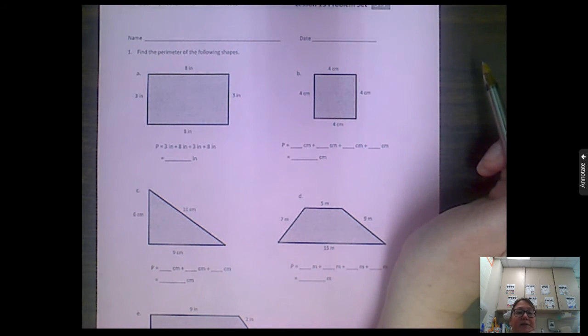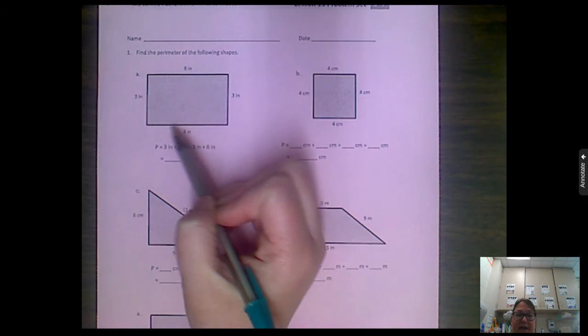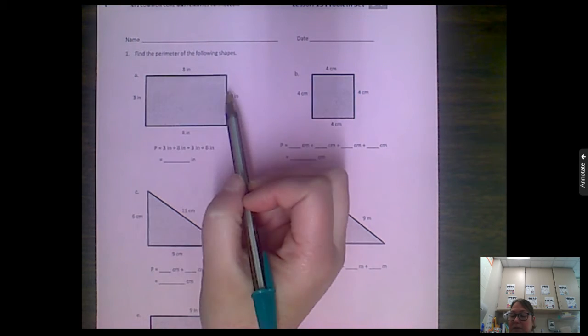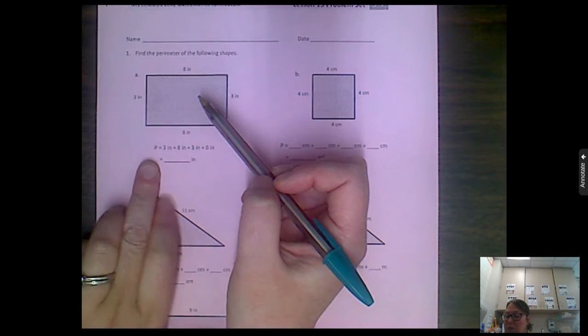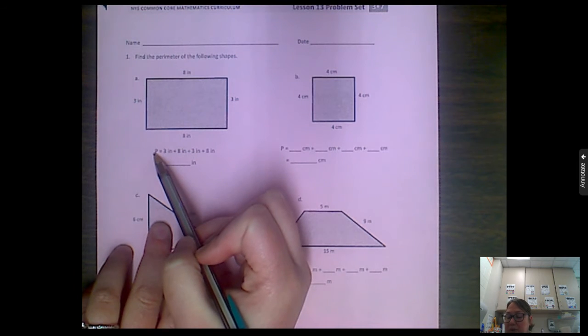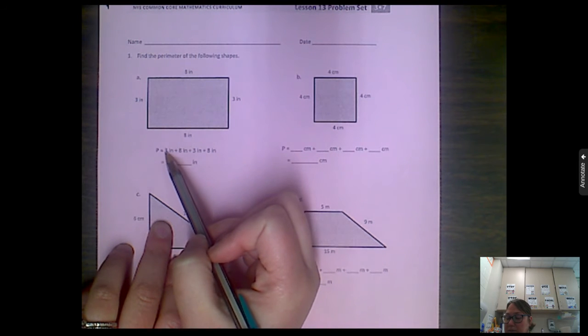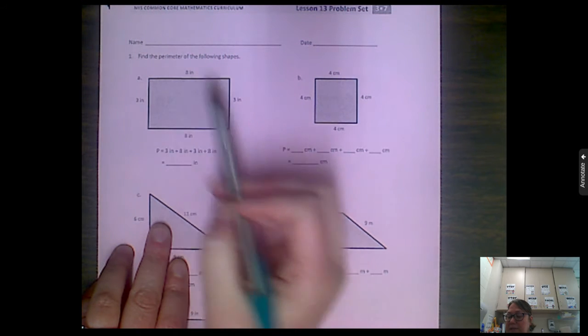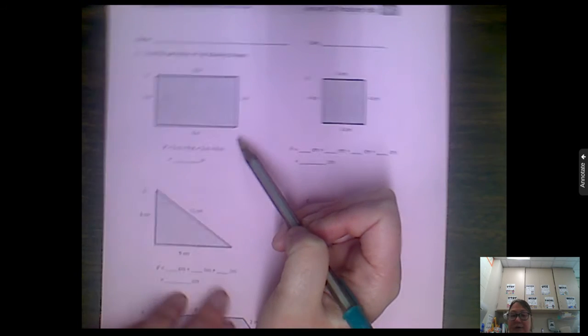Okay, so find the perimeter of the following shape. So A, what shape is this that we have here? A rectangle. So we know that opposite sides are equal, right? So they did this one for us, or they started it. So P, which stands for perimeter, equals 3 inches plus 8 inches plus 3 inches plus 8. 3 plus 8 plus 3 plus 8. So we can add that up together.